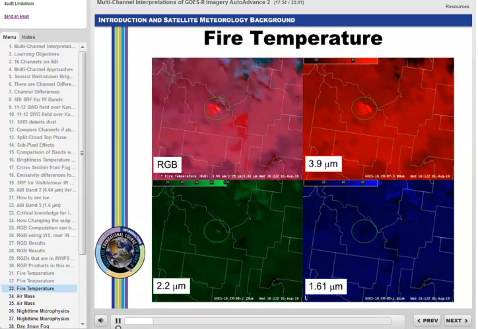Here's the same RGB, but with gamma equals 1 for the red. Features outside the fire become more apparent in the RGB when the red gamma is reduced. If gamma were made very small, then the fire would be hard to see at all in this RGB because all the contrast in the red would be focused at the cold end of the scale.